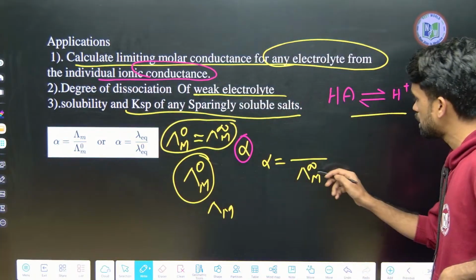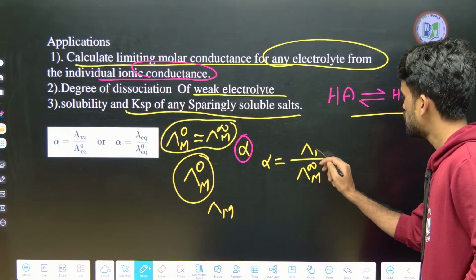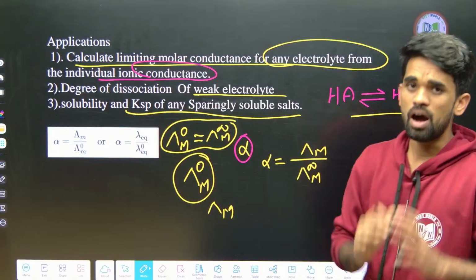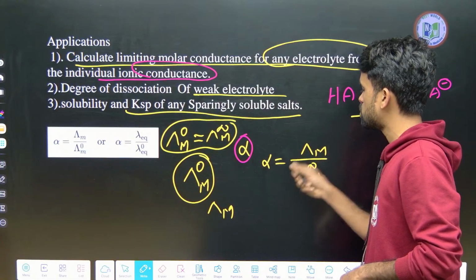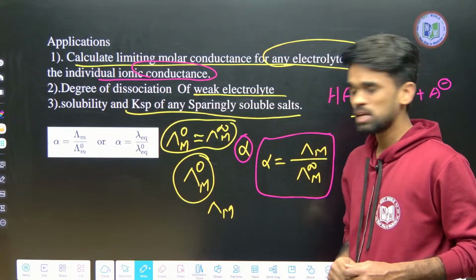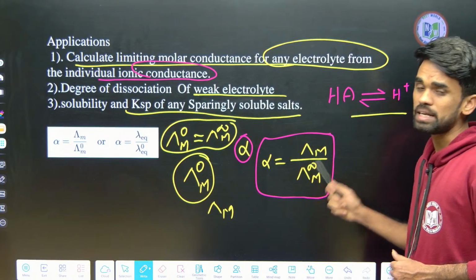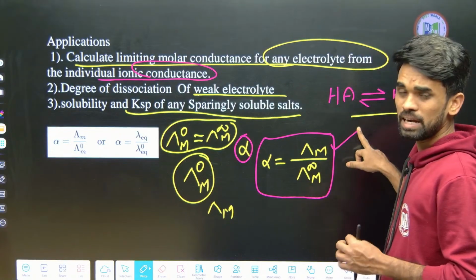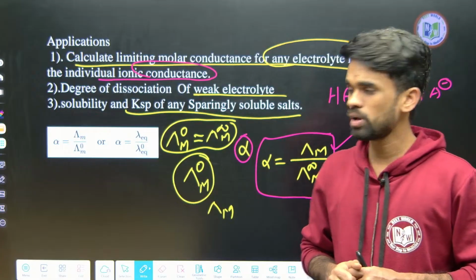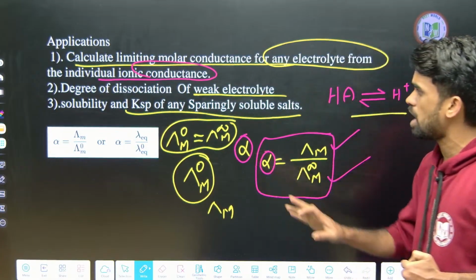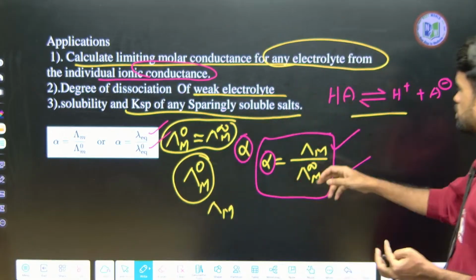Here I am writing del infinite M in the denominator because this is the maximum value, and del M is the molar conductance at some concentration M. At this particular concentration, what is the degree of dissociation? This is the formula you can use. Degree of dissociation equals del M by del naught M, or del infinite M: molar conductance at some particular concentration by molar conductance at infinite dilution. This ratio gives you the degree of dissociation alpha. You can do it for equivalent conductance also, both of them give you the alpha value.